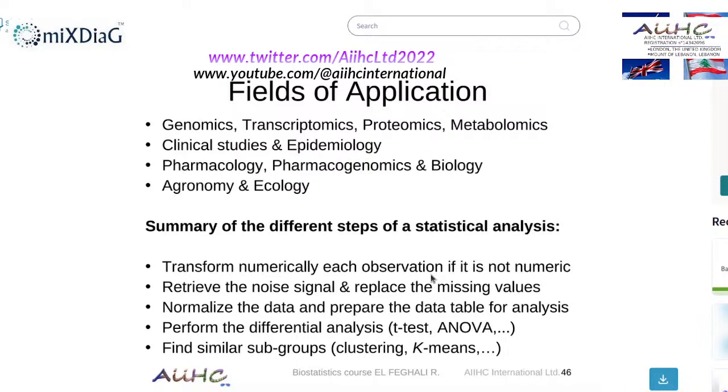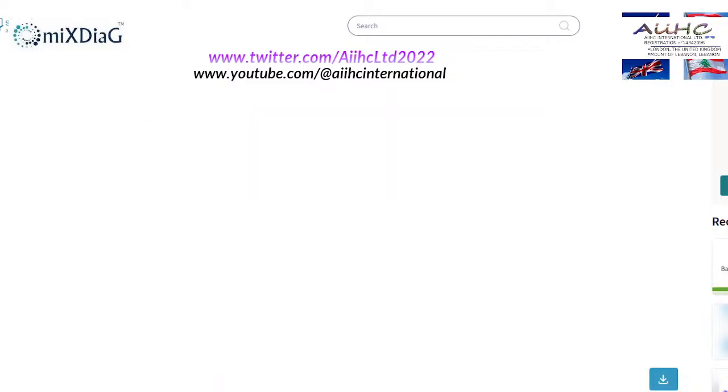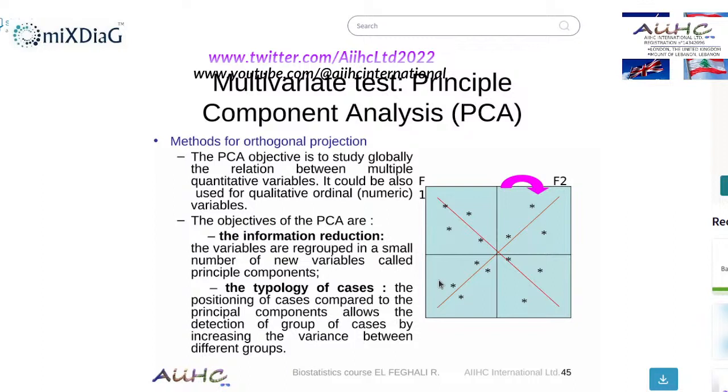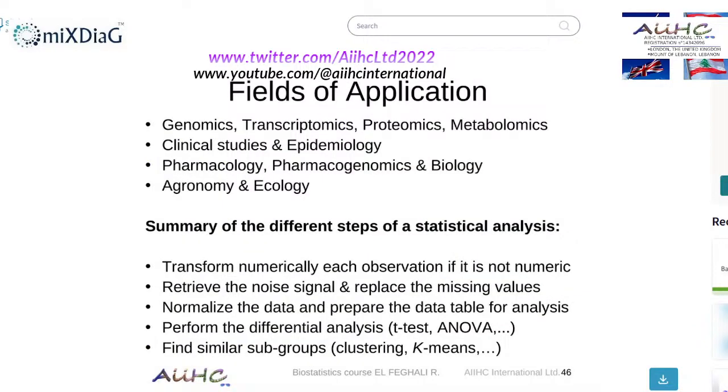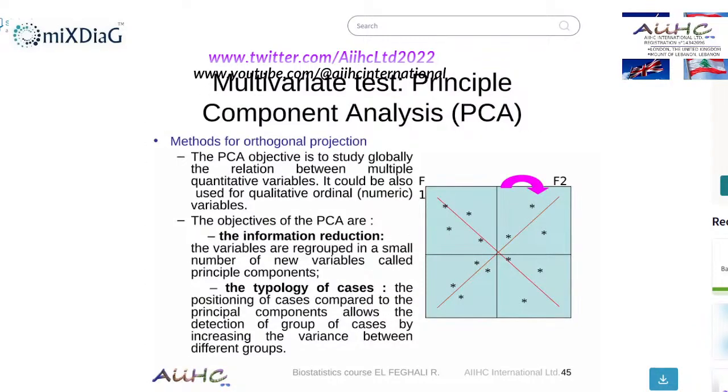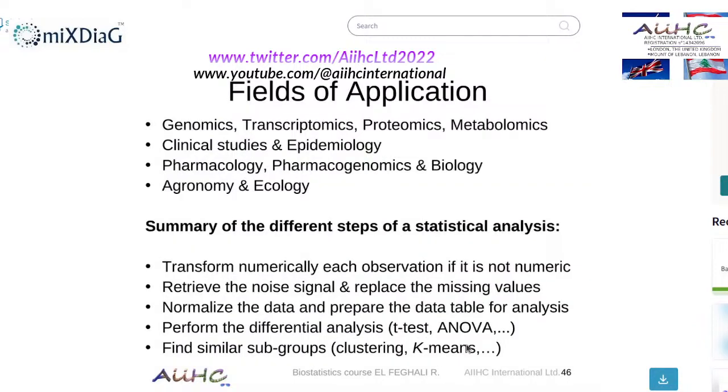It's between two groups. Find similar subgroups. This is the clustering, k-means and PCA. So similar subgroups was the PCA also, principal component analysis. We use it, but it's not very precise. It's global. It gives a global idea regarding distribution. And usually, whenever you would like to group in 8 groups or 2 groups and so on, you use the k-means.